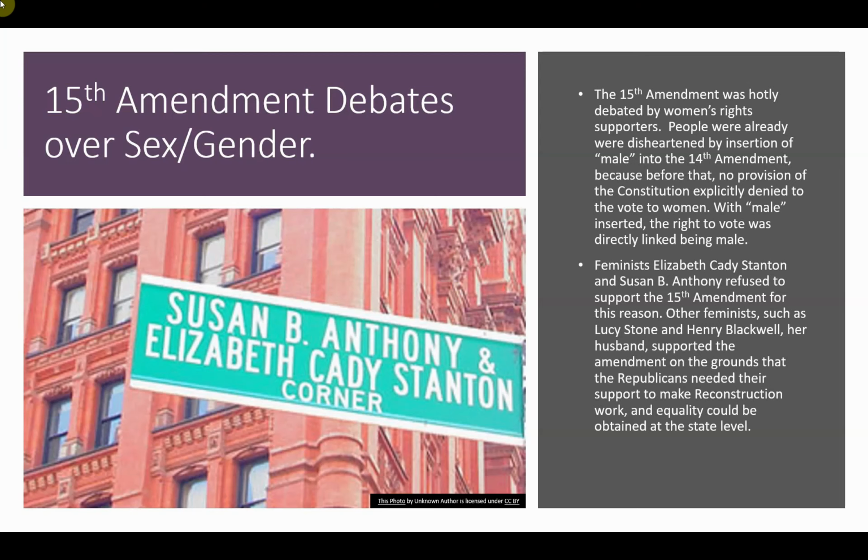Other feminists, such as Lucy Stone and her husband, Henry Blackwell, supported the amendment on the grounds that the Republicans needed their support to make Reconstruction work and equality could be obtained at the state level.